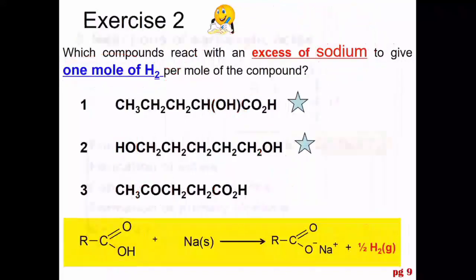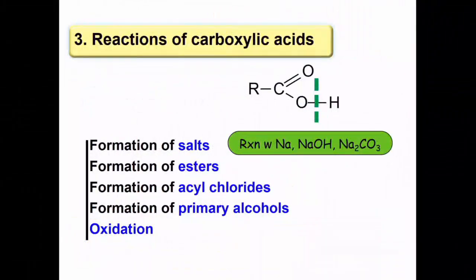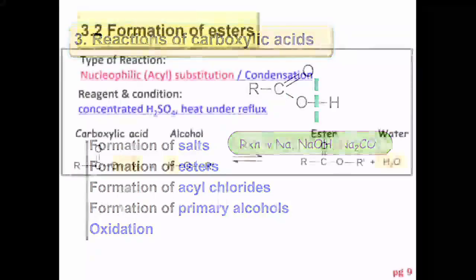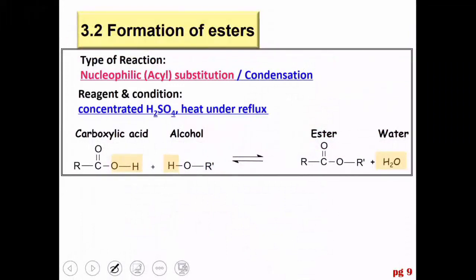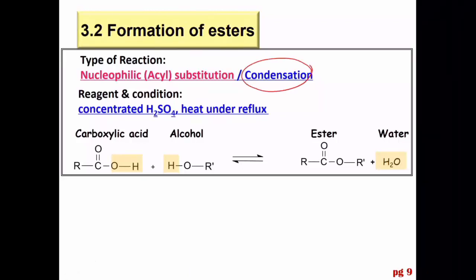We'll move on to the next reaction. So the next reaction will involve the breaking of the C-O bond to give you ester and acyl chloride. Now, this one you should be quite familiar. Carboxylic acid can react with alcohol via a condensation reaction to give you ester. So in condensation, the carboxylic acid will contribute the OH, and the alcohol will contribute the H to give you water.